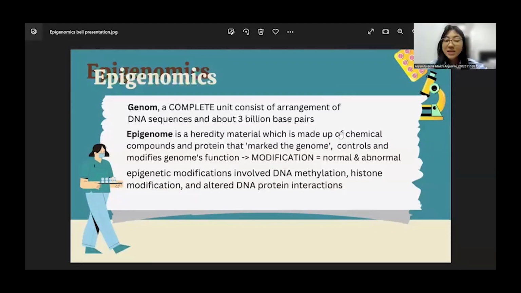Before understanding what epigenomics is, we must first know some terms. The first one is the genome. The genome is a complete unit consisting of an arrangement of DNA sequences of about 3 billion base pairs that makes an individual different from one another.